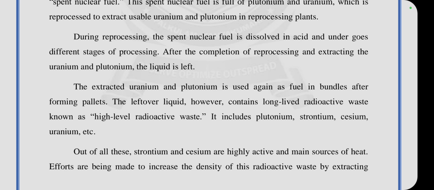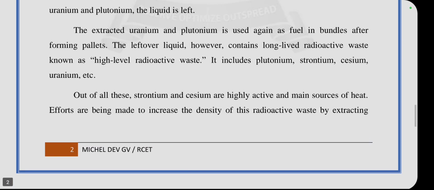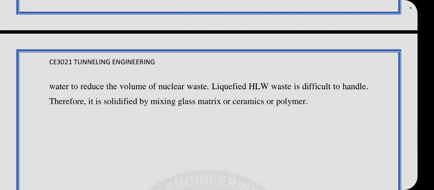The leftover liquid, however, contains long-lived radioactive waste known as high-level radioactive waste. It includes plutonium, strontium, cesium, uranium, etc. Out of these, strontium and cesium are highly active and the main source of heat. Water increases the volume of the nuclear waste, and liquefied waste is difficult to handle. Therefore, it is solidified by mixing with a glass matrix, ceramics or polymer.